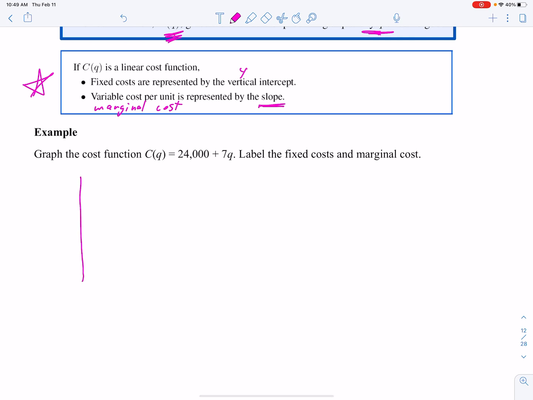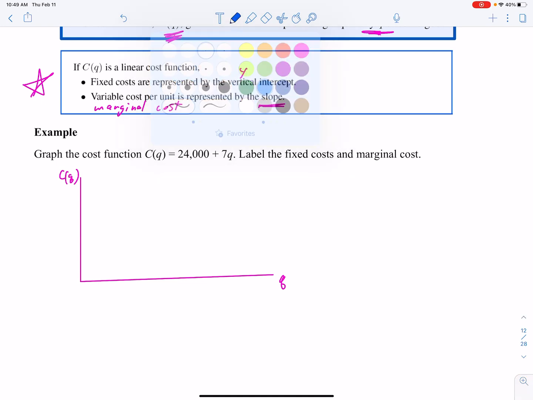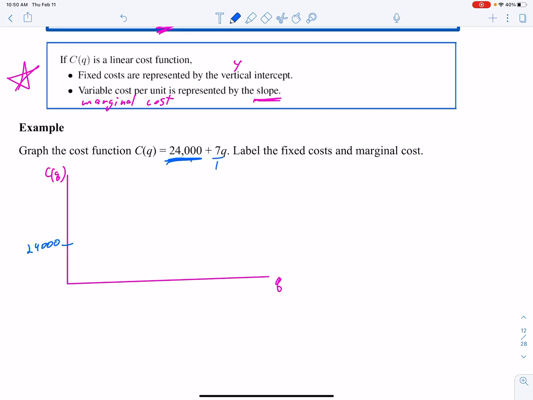So here we go. Let's make a little graph here. So this is cost function, and this is Q. We're going to graph this, right? We always look at the y-intercept first. So 24,000, we can just put it anywhere on this graph, not to scale, of course. Plus 7Q, 7 is positive, that's your slope, your rise over run, so 7 over 1. So it's going to be kind of a slow increase over time.